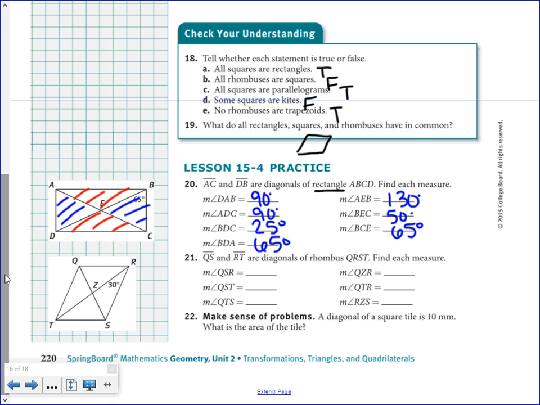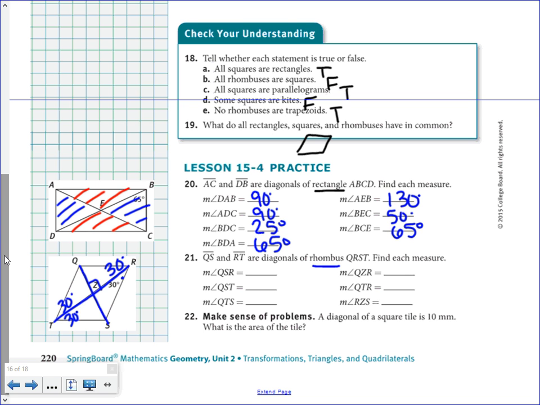Looking at 21, our diagonals of a rhombus. These are perpendicular. Also, the diagonals of a rhombus bisect the opposite angles. So if this angle is 30, this angle here is 30. Likewise, since our opposite angles are congruent in a parallelogram, these angles are also 30 degrees.